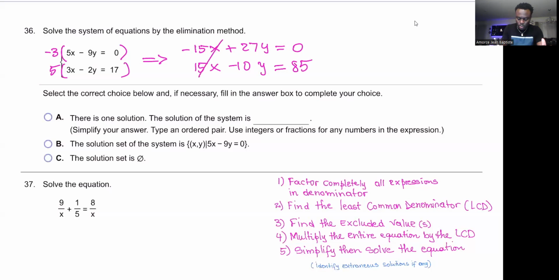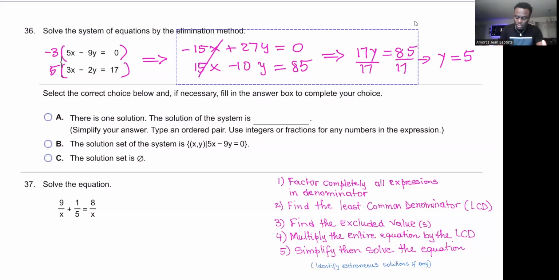The x gets canceled. Then I'm moving on to finding my y. So that is negative 17y plus... positive 17y equals 85. When I divide by 17, I'll get y equals 5. So I have my y value, right?